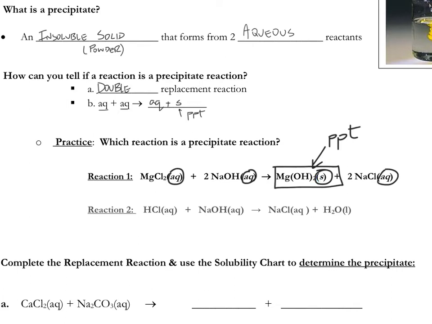So in reaction 2, I've got hydrochloric acid, which is aqueous, and sodium hydroxide, which is aqueous, producing sodium chloride, which is aqueous, and water, which is a liquid. None of these forms a precipitate. Okay, so this is not a reaction that will form a precipitate. So this one is a no, this one is a yes.